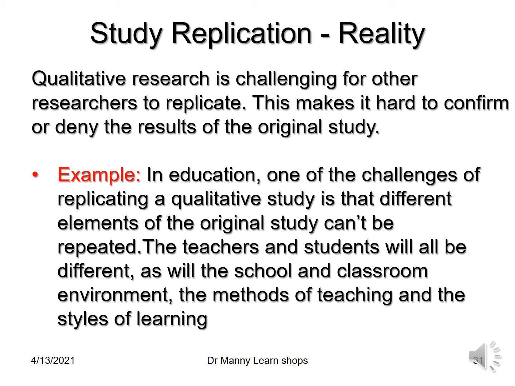So for example, the teachers and students will be different if you want to do the study 5 years down the track. The school and the classroom environment will be different if you want to do the research 2 years down the track. The methods of teaching and styles of learning are different with every single teacher. So you may not get the same findings that were found in the original study.